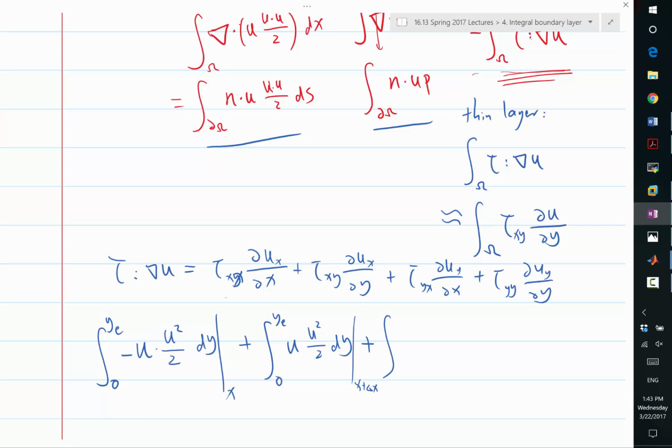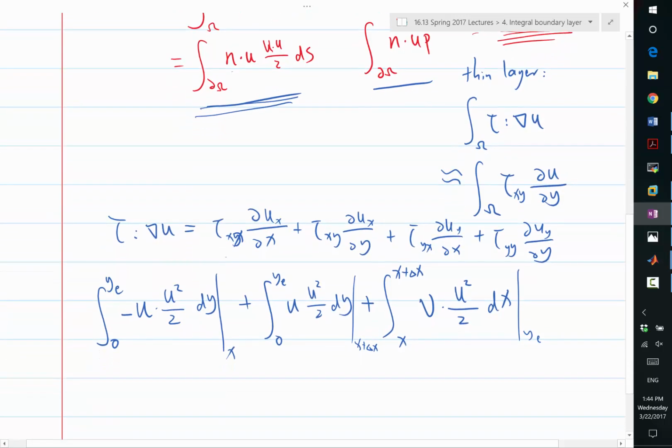How about the top? The top is integration from x to x plus delta x. So the n dot u is going to be my v, the upward velocity, because at the top the surface normal is pointing upward. But it is still multiplied by half of u squared, because u dot u is mostly u squared. So u is a lot bigger than v in the thin layer equation. dx. So this is my first term, at ye.